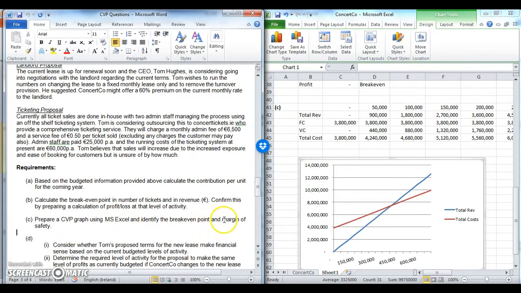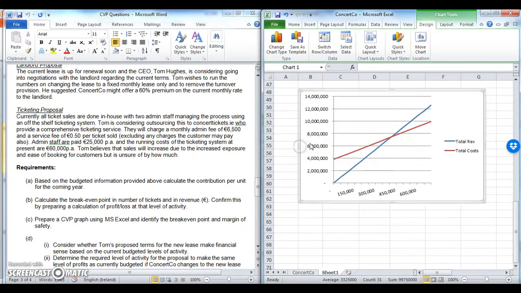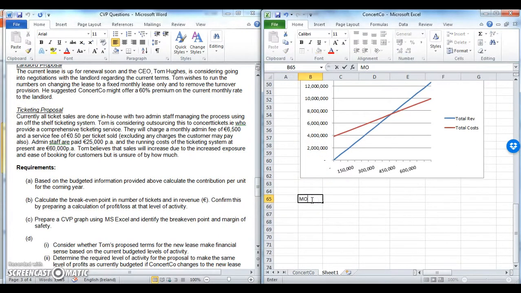And the other thing that's asked is identify the margin of safety. So the margin of safety, everyone should know from looking at the slides, is how many units can sales fall by, either in absolute terms or percentage terms, before you break even. So your current volume is 500,000 tickets.